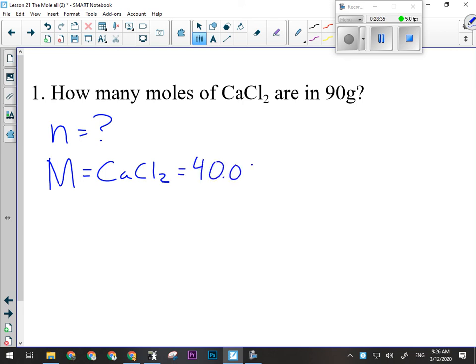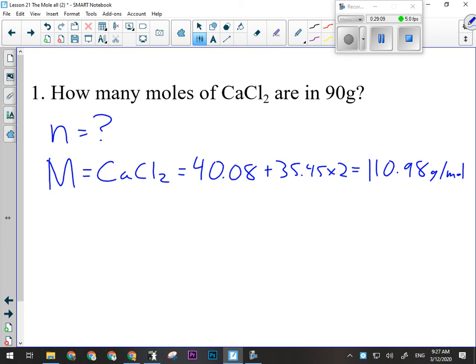Calcium is 40.08 grams per mole. Chlorine is 35.45 grams per mole, and there's 2 of them. So when we do that, we're looking at 110.98. Don't be impressed. I just remember it. I didn't really just do that in my head. So there, I've got now my molar mass.